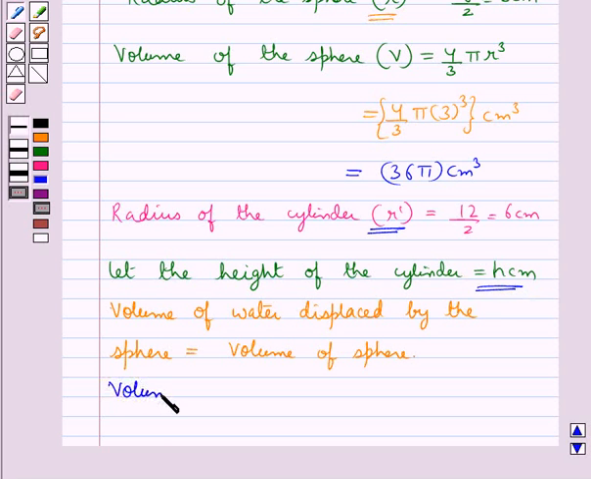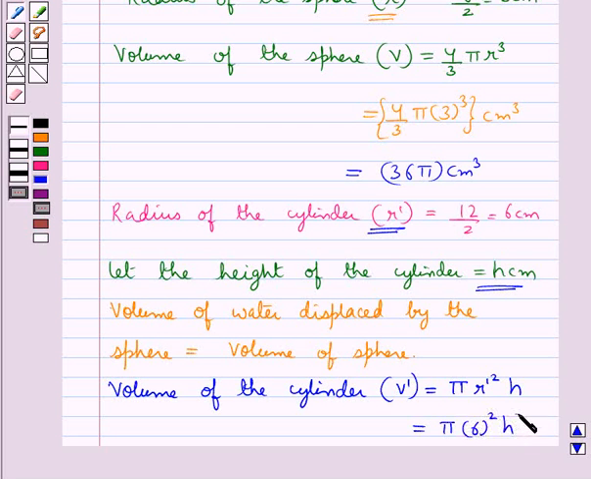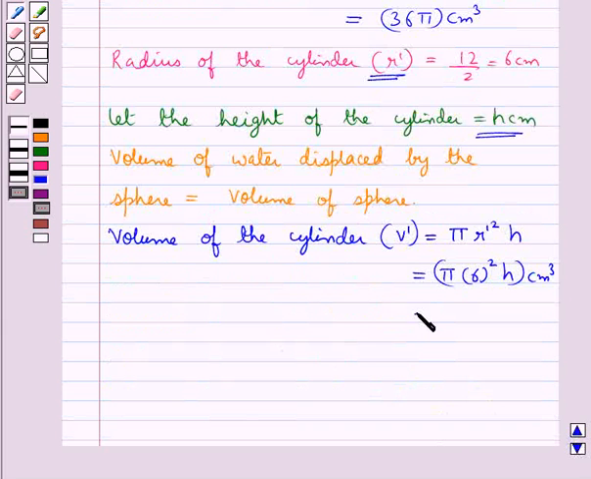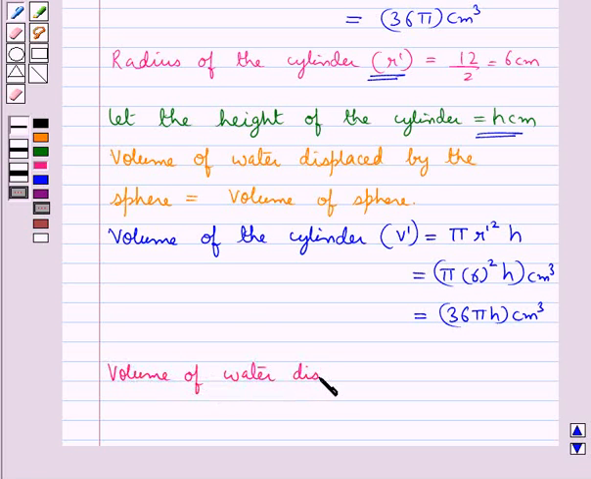So the volume of the cylinder, given by V dash, would be equal to pi r dash square into h. That is equal to pi into 6 square into h centimeter cube, or you can say this is equal to 36 pi into h centimeter cube is the volume of the cylinder, or you can say this is same as the volume of water displaced by the sphere, and this is equal to the volume of the sphere.